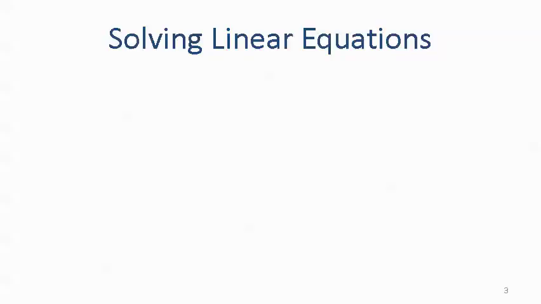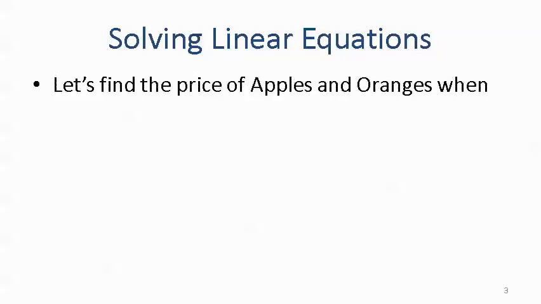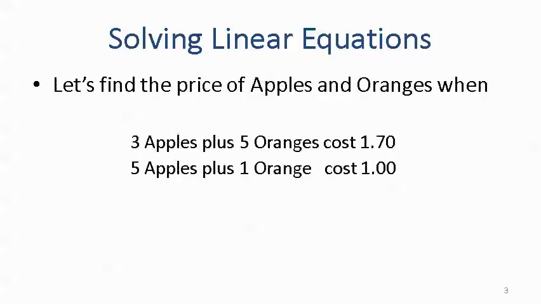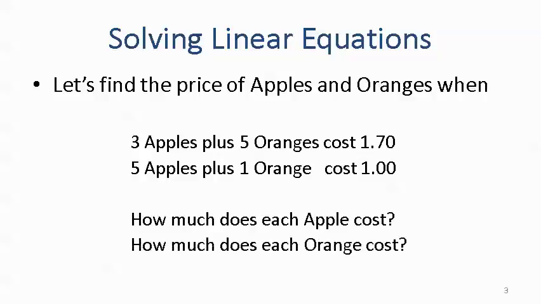In order to solve our linear equations, I'm going to simplify it just a little bit for our examples. Let's go back and find just the price of apples and oranges. If 3 apples and 5 oranges cost $1.70, and 5 apples plus 1 orange cost $1.00, how much does each apple cost? How much does each orange cost? Now you notice that I went from 3 unknowns and 3 equations to 2 unknowns, apples and oranges, and 2 equations.